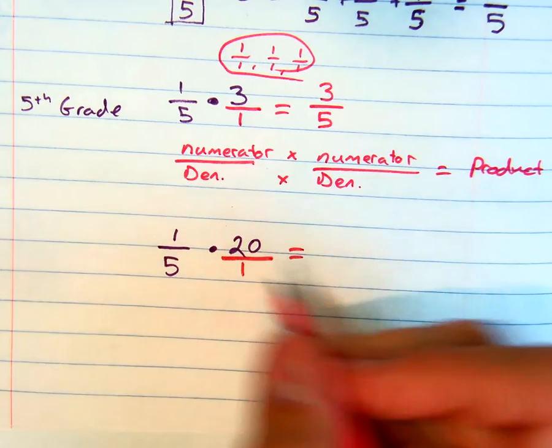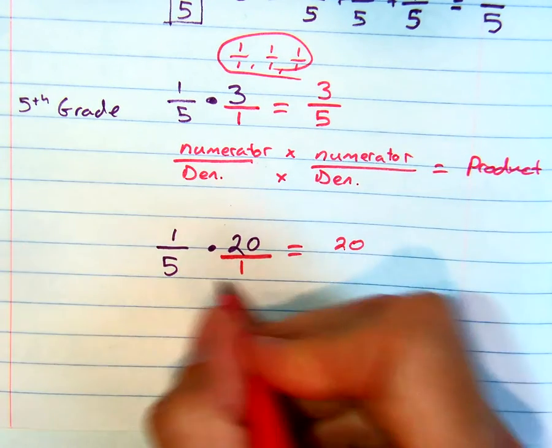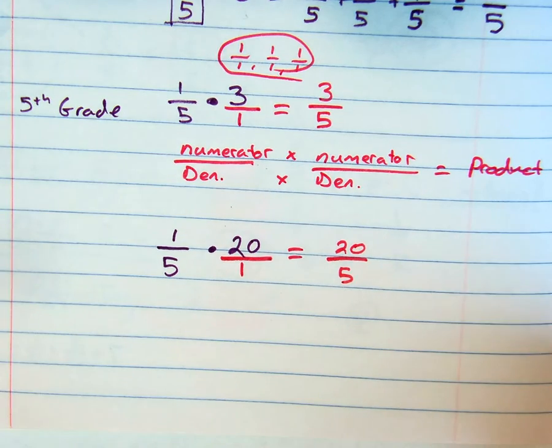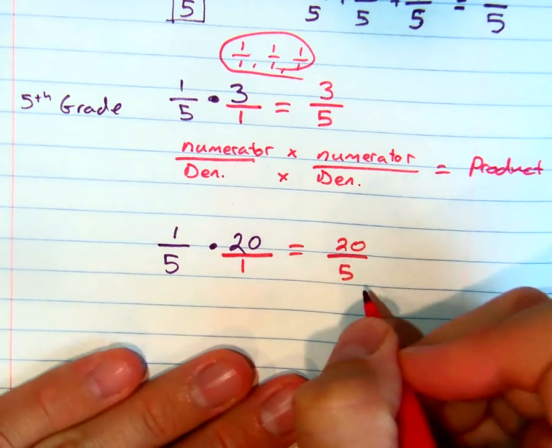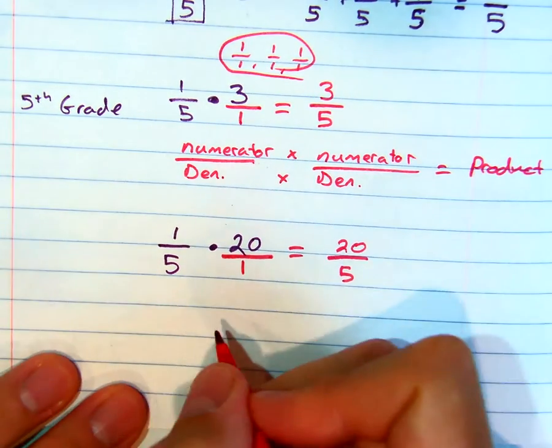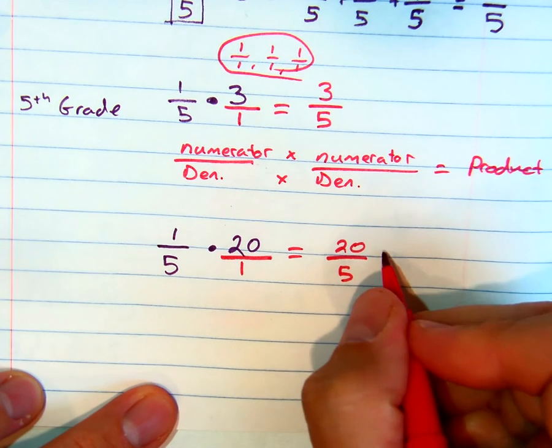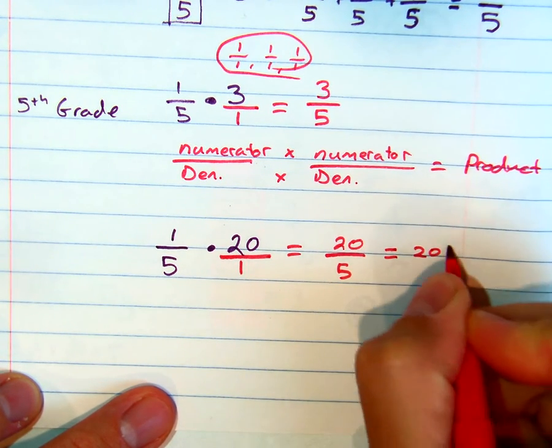Numerator, 1 times 20 is 20. 5 times 1 is 5. This is a correct answer. This is not the final correct answer. What we need to do now is divide. So fractions are division. So we can rewrite this as 20 divided by 5.